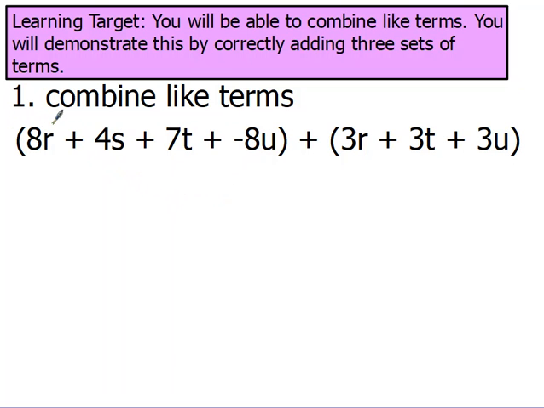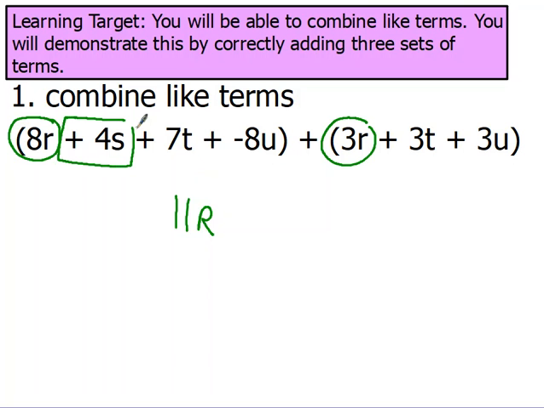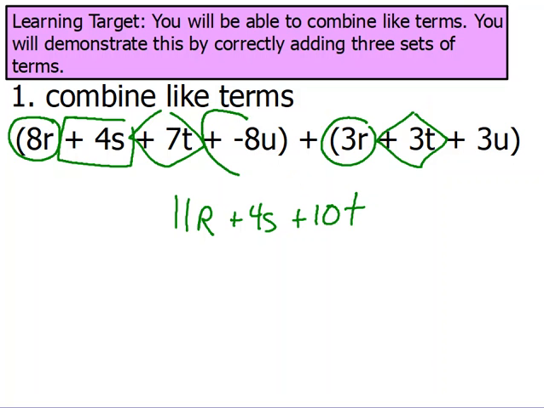So the way we did it in class is we grouped them by shapes. For example, I'm going to circle all the R's, put them together. I'm going to square up the S's. There isn't another S, so that will just stay, can't disappear. I'm going to diamond the T's. So 7 and 3 will make 10 T's, and that's a positive, so I'm using that as a plus sign in between. I've got a negative 8U and a 3U.